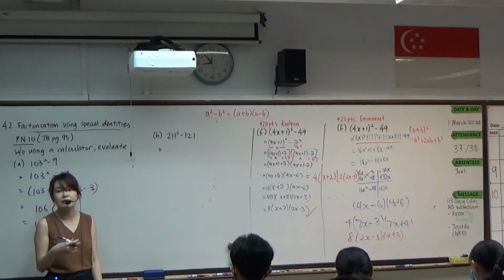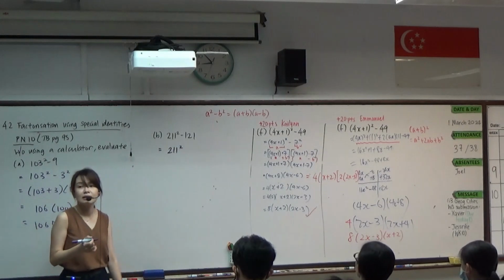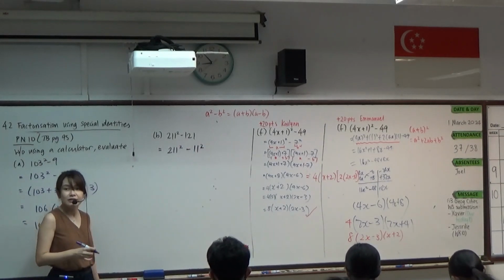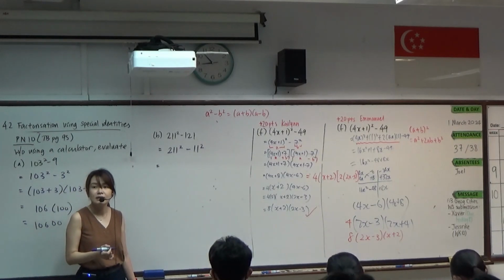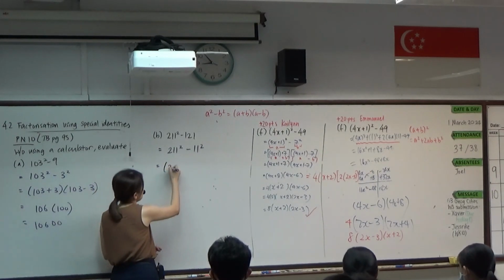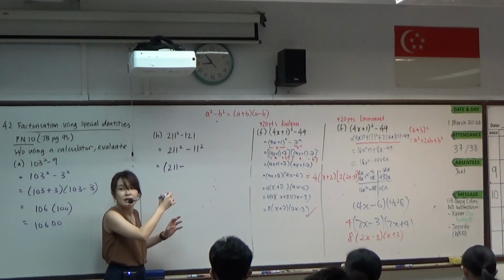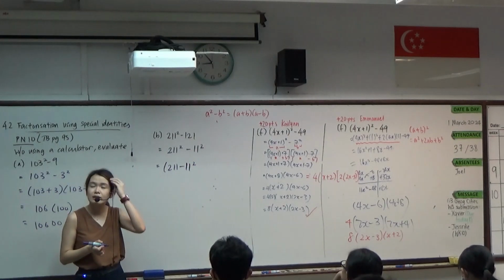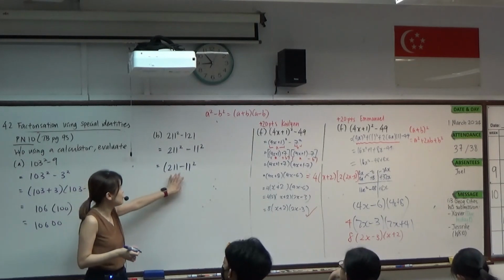What do I write? Just read out. 211 square minus 11 square. Okay, read again. Next line, okay. Bracket 211 minus 11 square, like that. Sorry, did I catch it correctly? 211 minus 11 square.